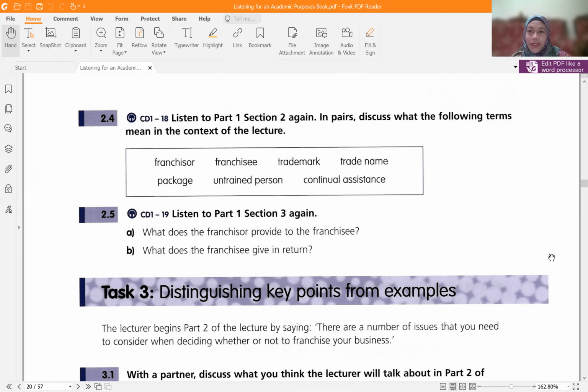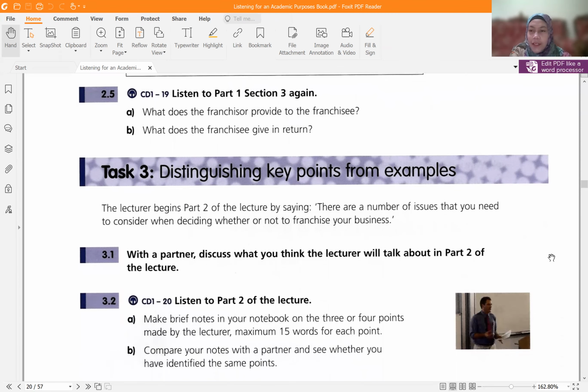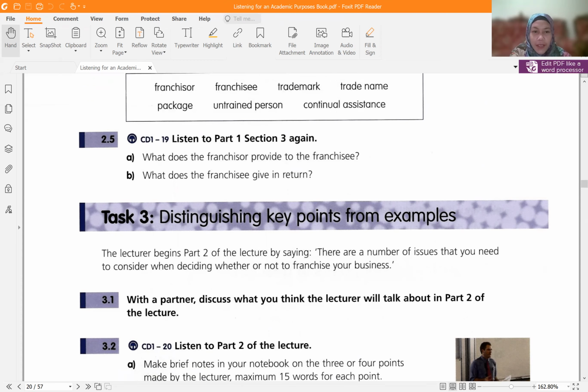Okay, so now you can define what the terms in this box mean. What does franchisor mean? What does franchisee mean? What is trademark? Trade name, what is trade name? What is package? What is untrained person? And what is continual assistance? Give a definition of these terms based on the context of the lecture that we just heard. Now let's listen to Part 3 of the section. You can answer the questions after this.